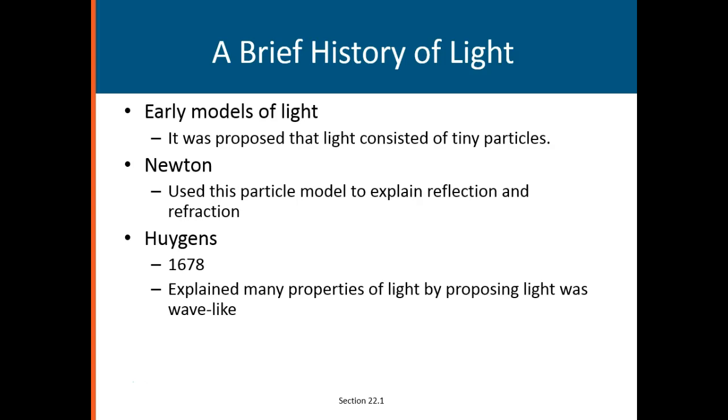it was proposed that light consisted of tiny particles. Hey, quantum mechanics told us that was really right. But early on, we thought that's what light was. Isaac Newton used that particular model to explain reflection and refraction. One thing that Newton didn't get quite right, okay? But it was just a model, okay, that he was using.